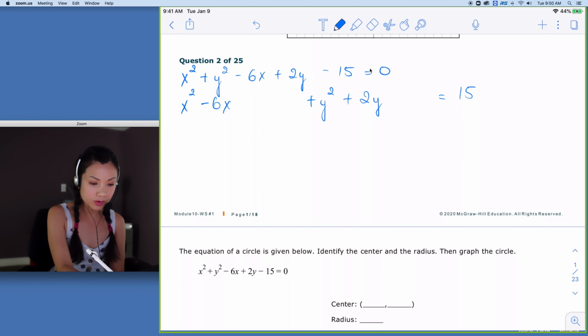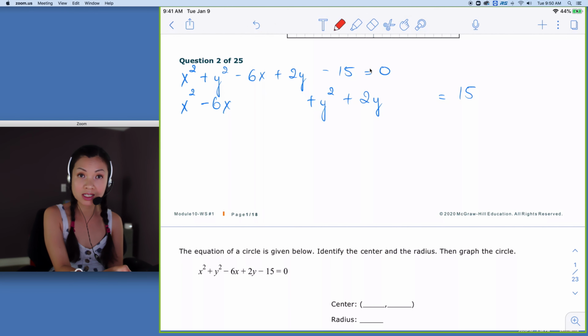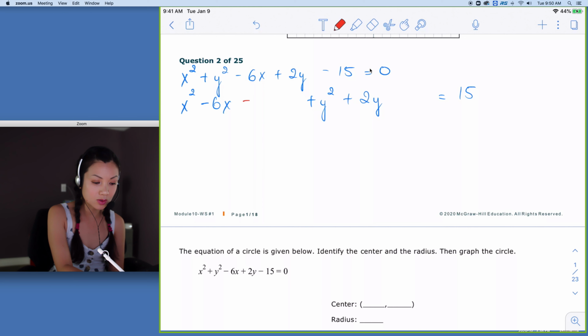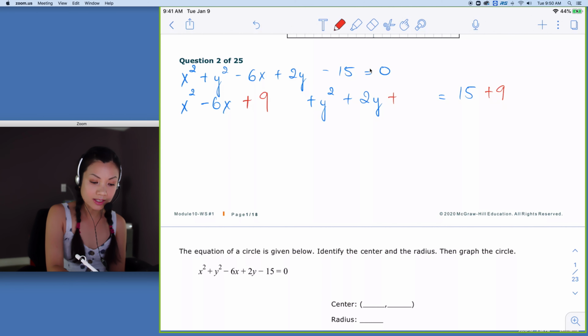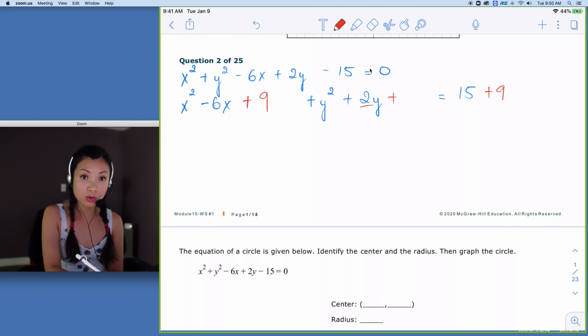Now, we're going to complete the square. So how do we complete the square? We're going to take b, divide by 2, and square it. So b divided by 2, square it. It's going to be negative 6 divided by 2 is negative 3. Negative 3 squared is 9. You just add 9. So we're going to have to add 9 over here. We're going to do the same thing for y. So I take 2, I divide by 2, I square it. 2 divided by 2 is 1. 1 squared is 1. You just add 1, so I'm going to have to add 1 over here.